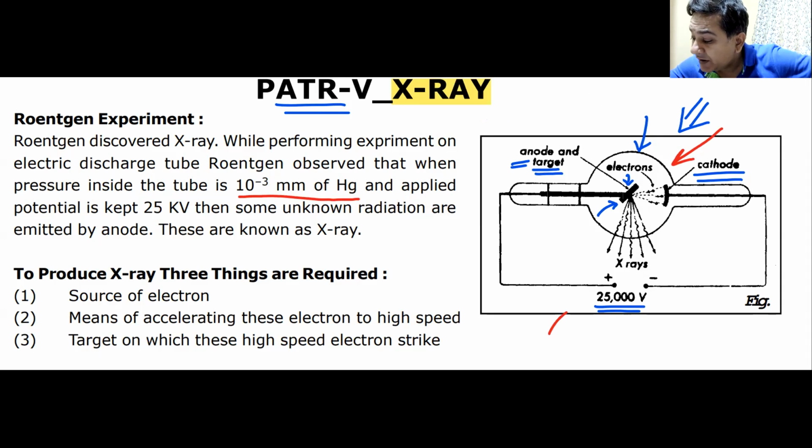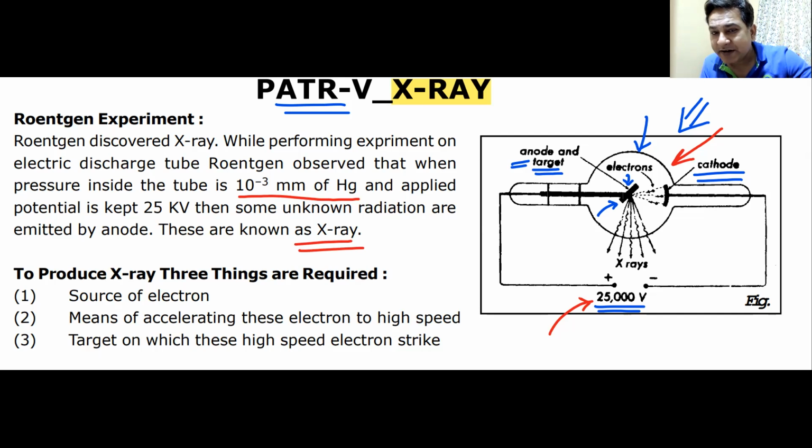Then we have applied a very high voltage at the cathode. Yes or no? Yes, sir. Then when this high voltage is applied, some unknown radiations were coming out, and these unknown radiations are known as X-ray, because he did not know what to name them. And as we do in maths, the unknown quantity is named X, hence comes the name X-ray. Do you understand this? Yes, sir.